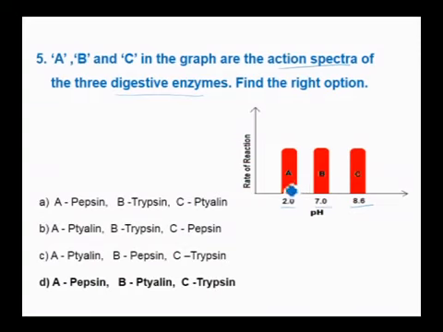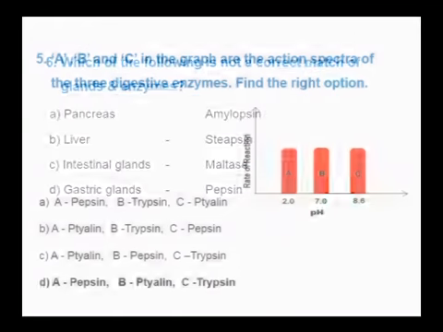A. Pepsin, B. Ptyalin, C. Trypsin. So just see here, we are observing the enzymes are very specific to the pH. Any fluctuation in the pH, we do not find the enzymatic action. This is how you will read the graph and find the choice.